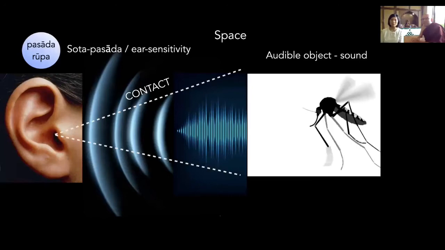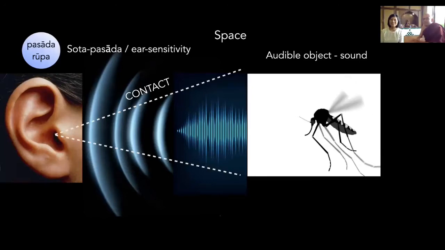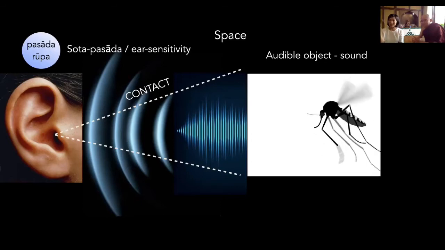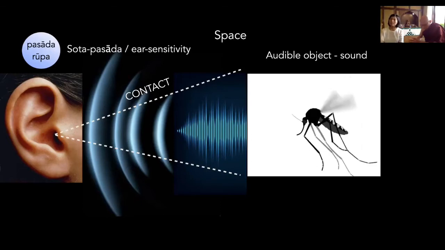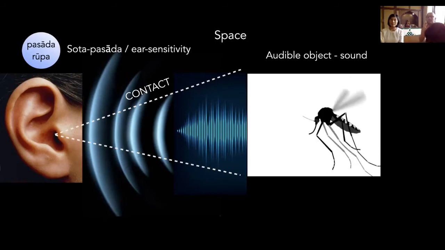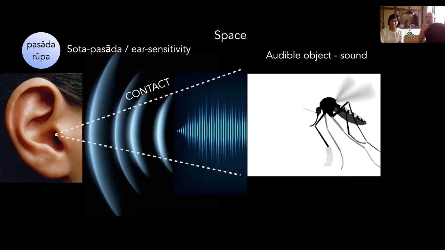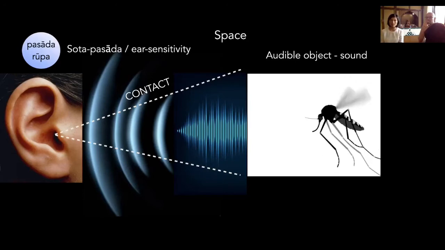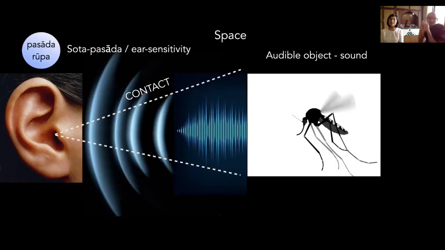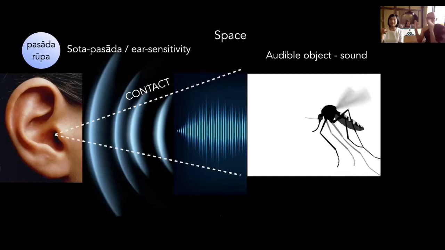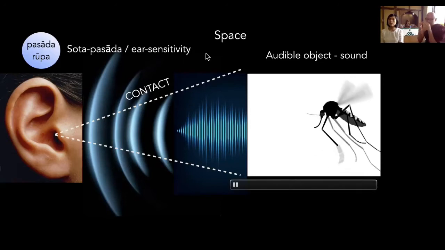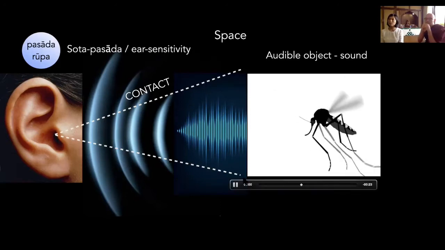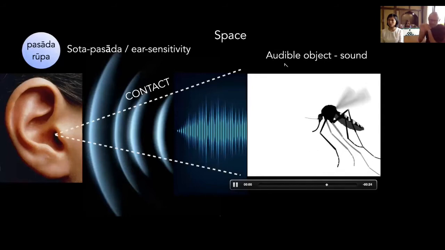Suppose you're hearing a mosquito sound. This audible object, which is sound itself, gets into contact with sota pasada, ear sensitivity, with the help of space. It is moving, and when it gets into contact, then ear consciousness arises. When we studied consciousness, we already saw this, but this time we are going to focus on the ear sensitivity and the audible object. Object and door gathering together is the birth of consciousness.